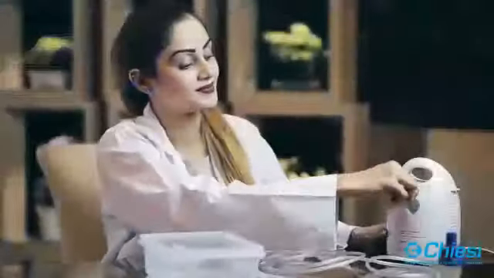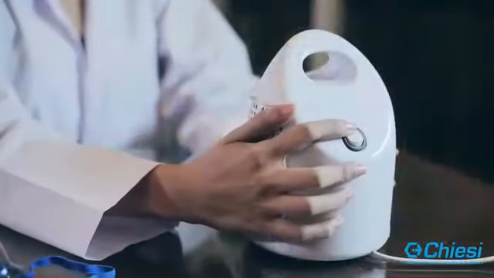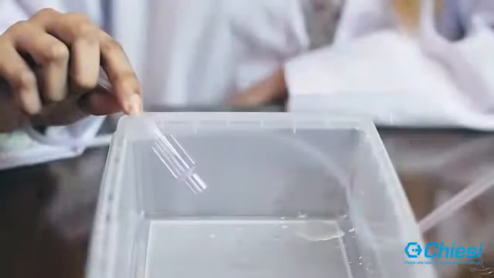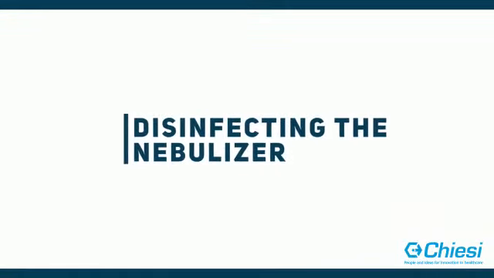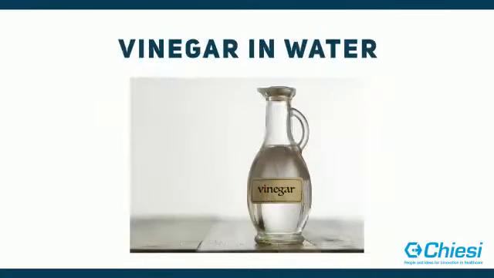Reattach the nebulizer pieces and tubing to the air compressor and turn on the compressor to dry the nebulizer quickly. Make sure the nebulizer is completely dry before storing it. To disinfect and sterilize your nebulizer, two methods are recommended, either in boiling water or by adding vinegar in the water. We will use vinegar and water.